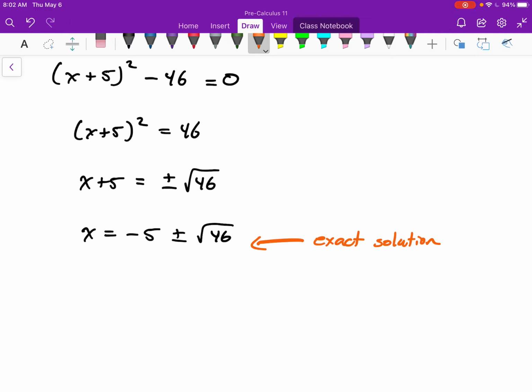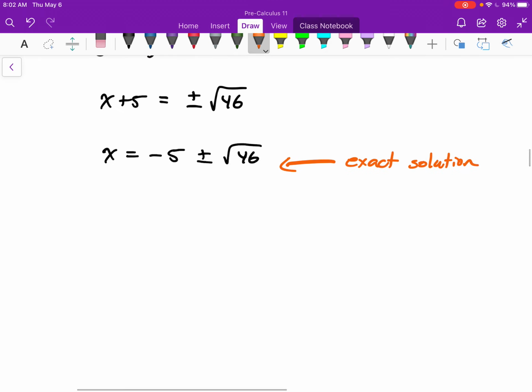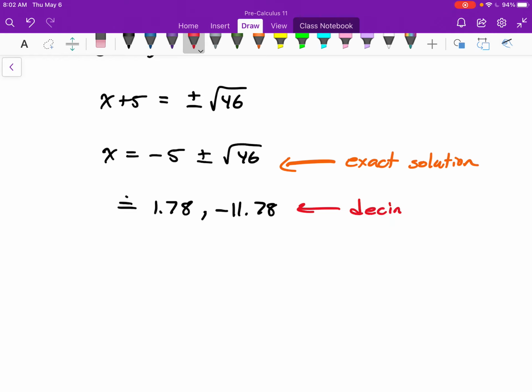However, I do appreciate it's hard to visualize, especially on a number line, where negative 5 plus root 46 is. And so if you decimalize this, if you go to your calculator and type in negative 5 plus the square root of 46, and negative 5 minus the square root of 46, those decimals you see are approximations. When you go negative 5 plus root 46, you get about 1.78. When you go negative 5 minus root 46, you get about negative 11.78. But please realize, those are approximations. I'm not saying they're bad, but they're not exact, no matter how many decimals you keep.